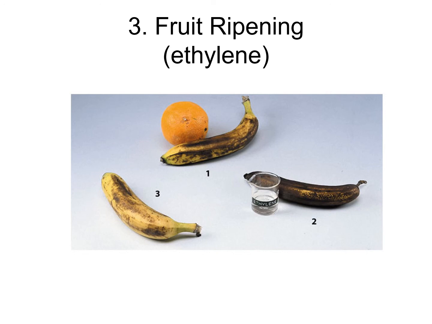This is a simple demonstration where there are 3 bananas. Number 3, I guess you'd say, is the control banana. Number 2, the banana is sitting next to an open beaker of ethylene gas, and look how brown it got. Banana number 1 is sitting next to a ripe orange, which is emitting ethylene and inducing that banana to become riper faster. Commercial growers will often pick tomatoes when they're green and expose them to ethylene to accelerate that ripening.